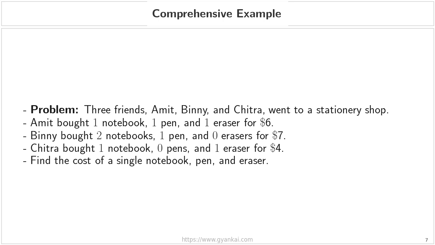Our objective here is to determine the individual cost of a single notebook, a single pen, and a single eraser. As we move to the next slide, we are going to apply the 4-step process we just discussed to break this word problem down into a solvable matrix equation. Solution breakdown.